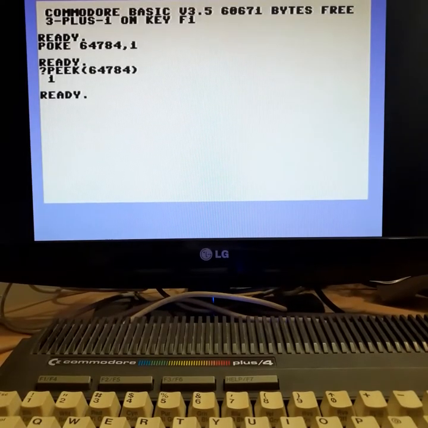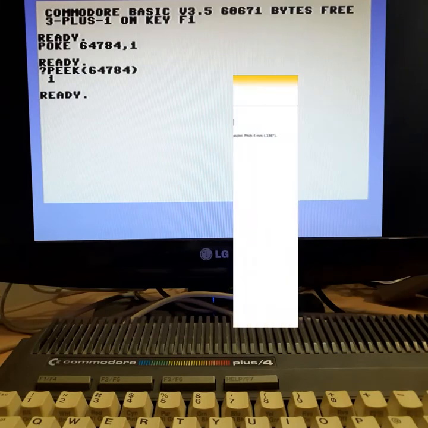Hi, today we will talk about the user port on the Commodore Plus 4, and especially about the 8 I/O lines that we have available. Now, the Plus 4 is a business computer and should have a more powerful user port than the Commodore 64, and it does.